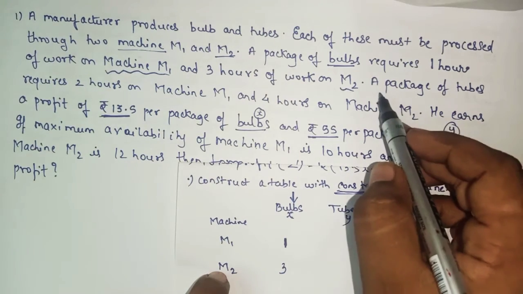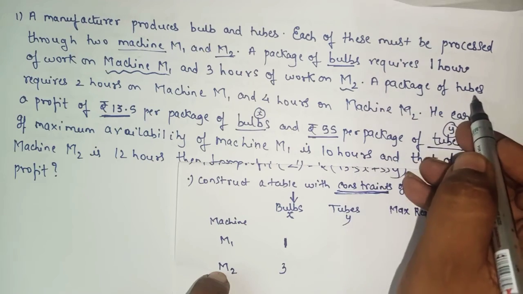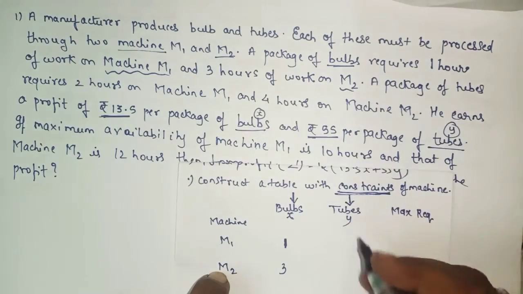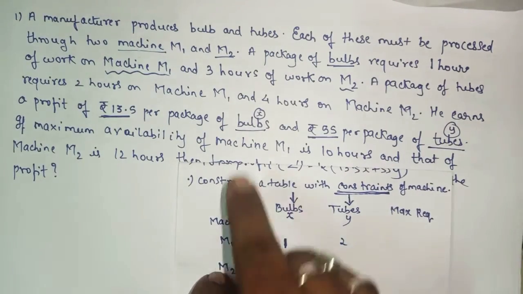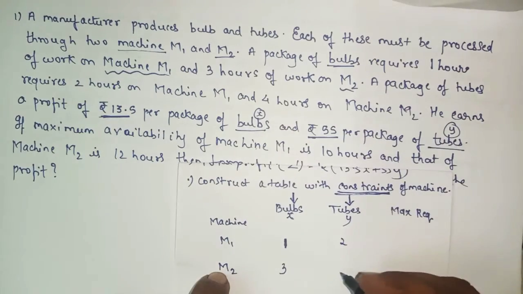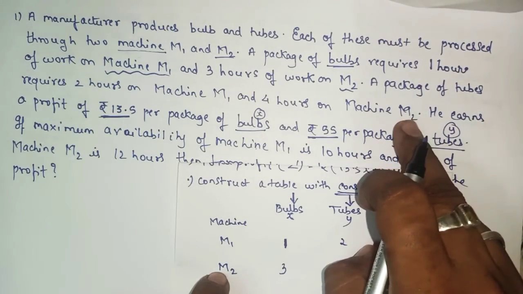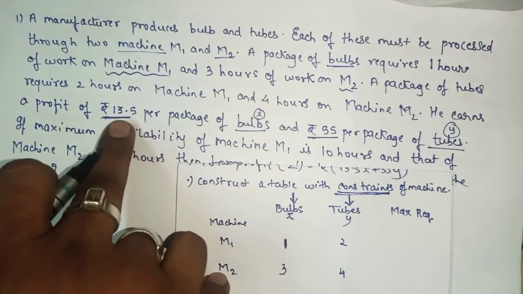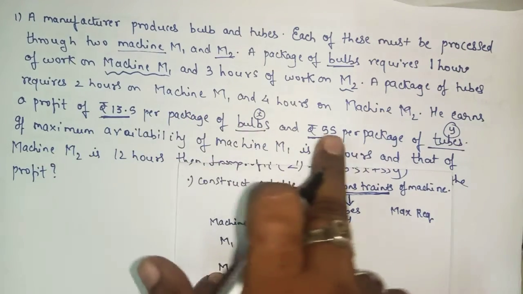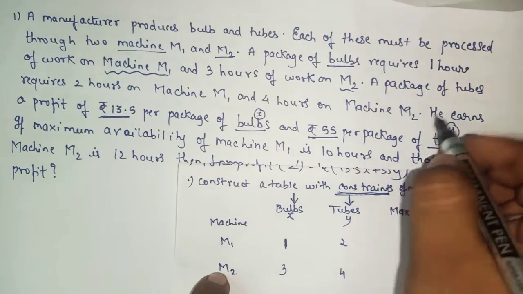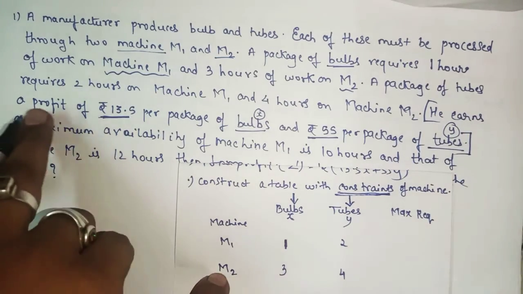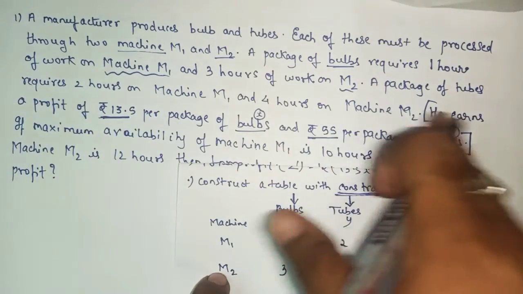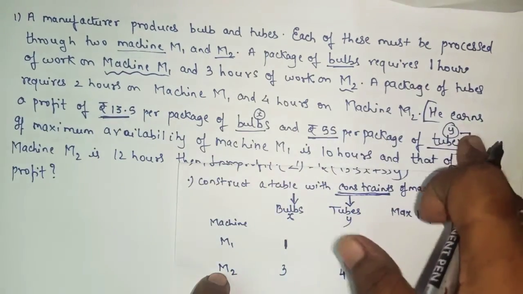Okay. Now after that, the sentence is that a package of tubes. Now focus on tubes. Required 2 hours on machine 1 and 4 hours on machine 2. Understood? After that, it says that he earns a profit of 13.5 per package of bulb and 55 per package of tubes. From this, as I told, whenever the word cost, profit, total, rupees comes, that whole sentence, from there you will get the value of z.